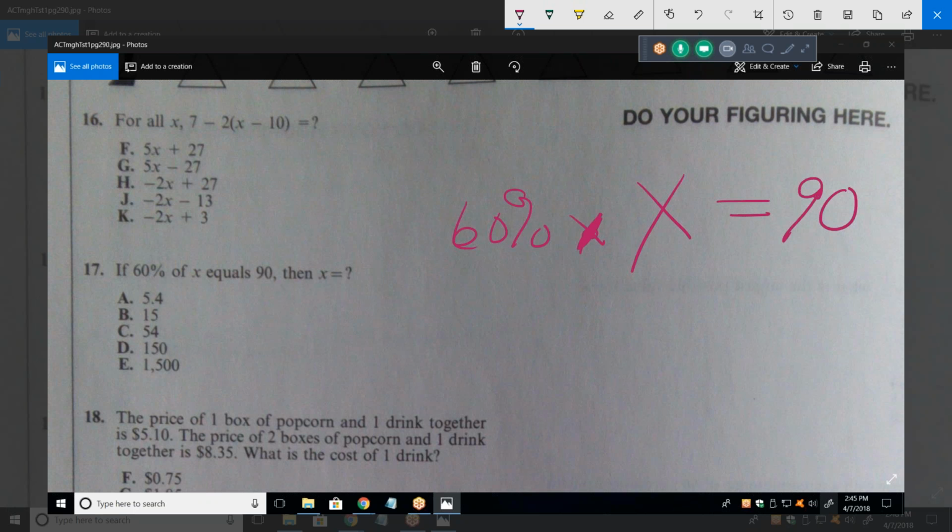equals 90. Well, what should I do with 60%, first of all? You can't use percents in equations. You've got to convert them to decimals. That would just be 0.6. Times, so then I can use a dot so that I don't confuse it with x. So then do you do 90 divided by 0.6? You have your calculator? So 150.